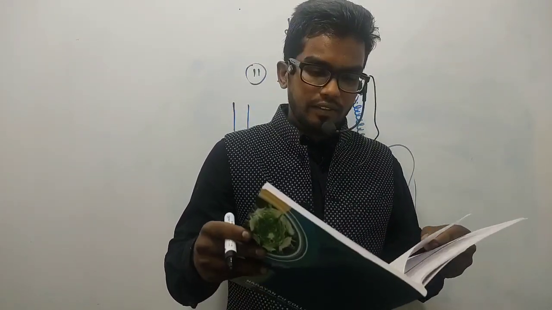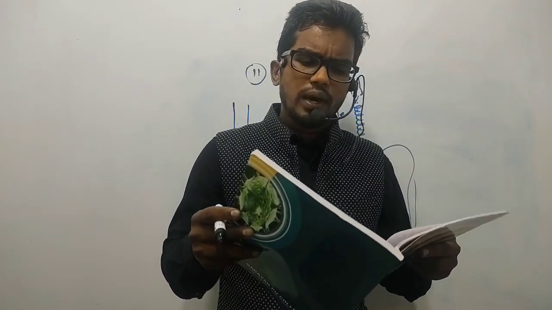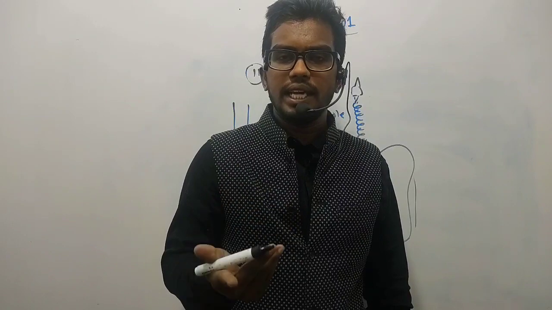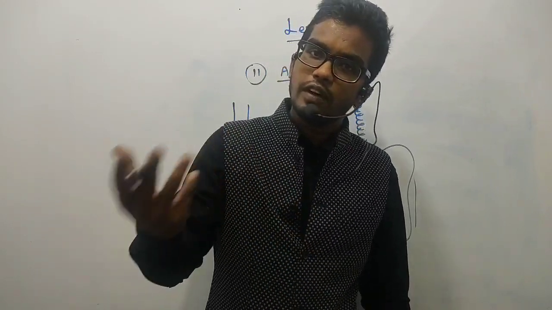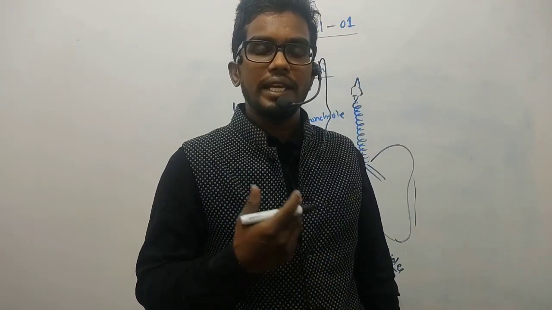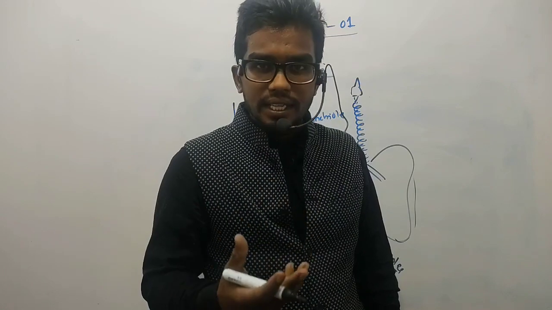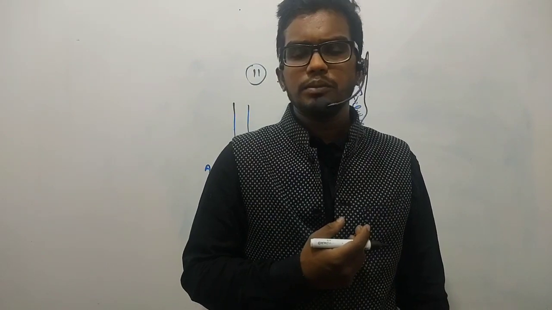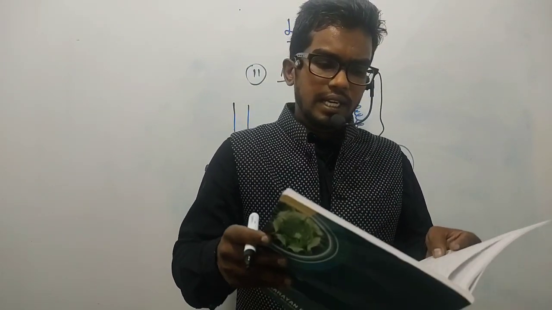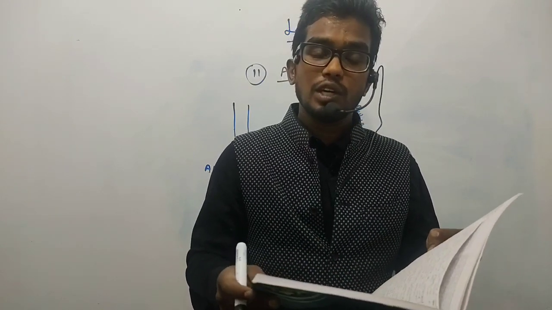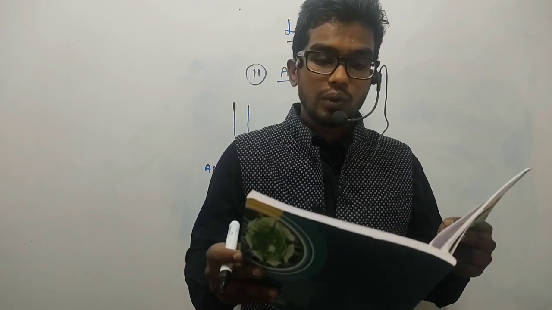Then, dear friends, we have the next question as follows. Which one respires through gills? We know that there are various types of respiratory organs in various types of organisms. It can be lungs, it can be gills, or it can be book lungs, or trachea. Like this, various types of respiratory organs or structures are present in various types of organisms. Let us understand the question. Out of the given four options, we need to identify which will respire through gills.